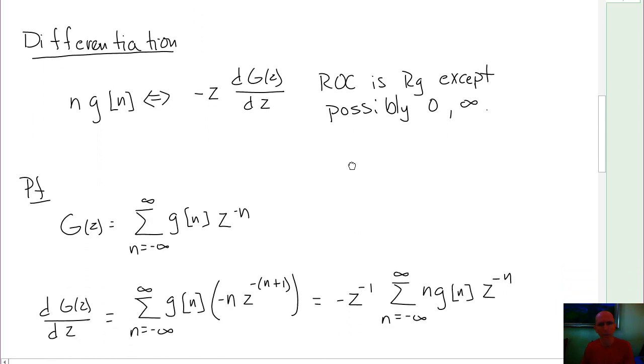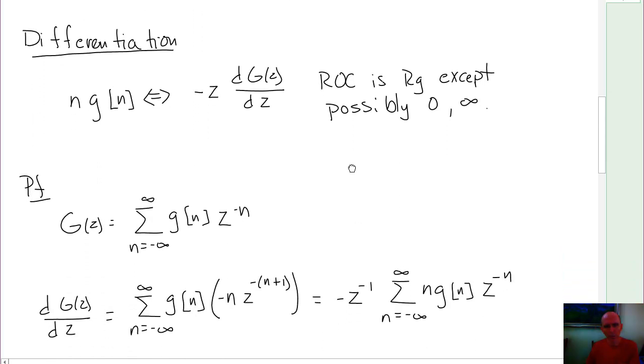The next property we're going to look at is differentiation. Now, this is not differentiation in time because, of course, g of n is not a continuous function, it's a discrete function. But what happens if we take the derivative of the Z transform and then multiply it by minus z? Turns out we get the same sequence as before, but multiplied by n.